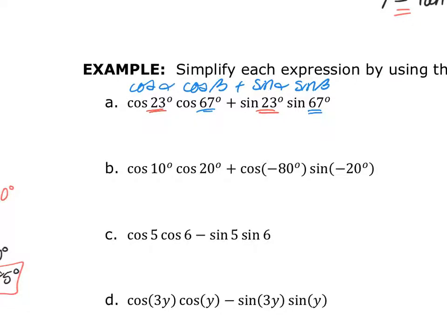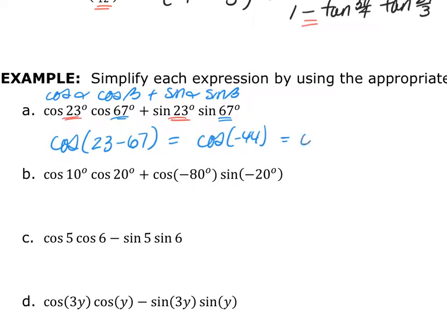So what do you think this is going to combine into then? It's going to be the cosine of 23 minus 67. What is 23 minus 67 then? Negative 44? So this is equal to the cosine of negative 44, but cosine is what, odd or even? Even. So this is equal to the cosine of 44 degrees. How is that? Do you have any questions on that one?